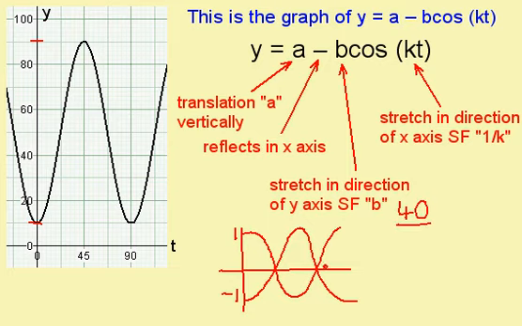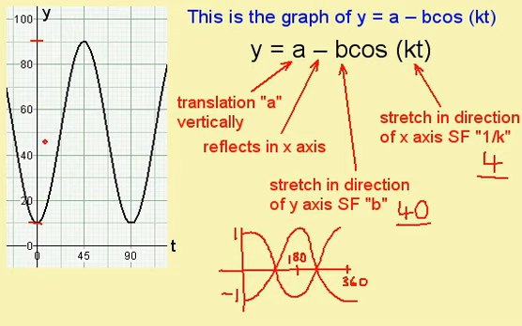The next thing I know about the graph of y equals cos x is that this point here is 360 and this point here is 180. If I look at this graph, I can see that this point here has gone from 360 to 90. So the graph has stretched in the direction of the x-axis by scale factor 1/4. This makes K 4.